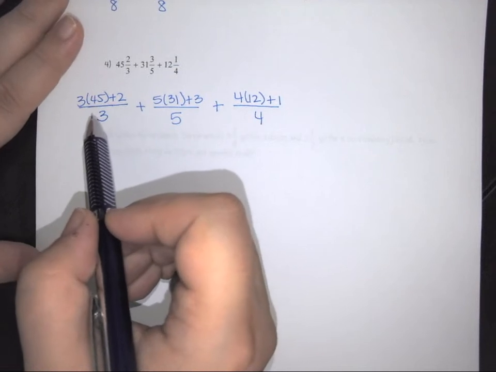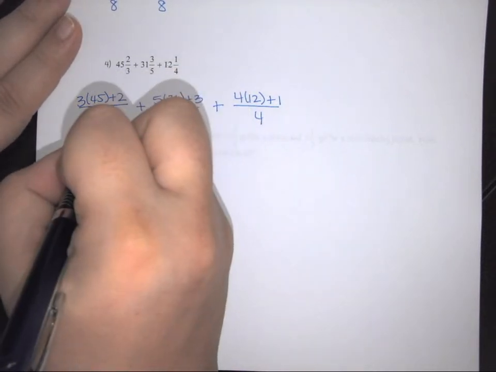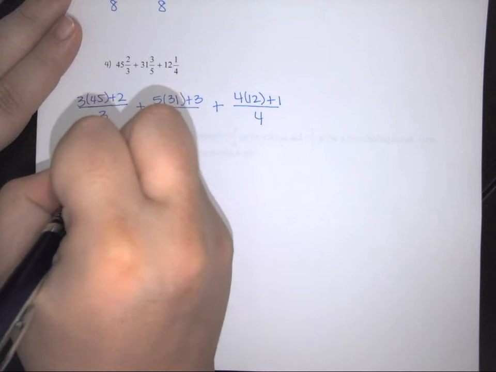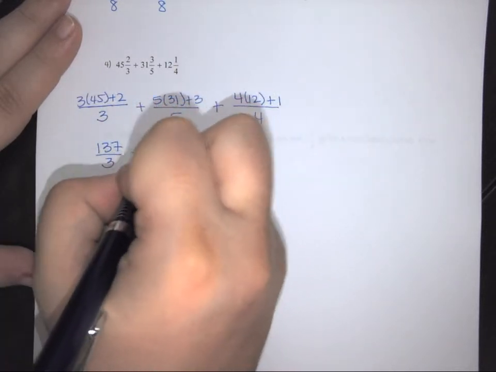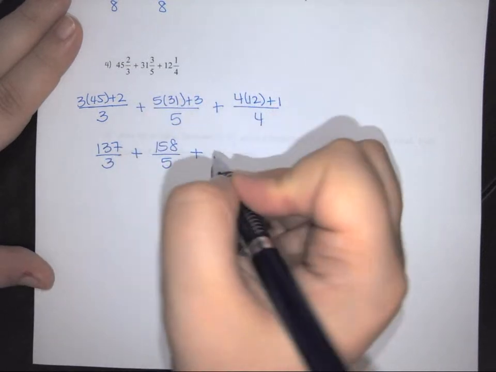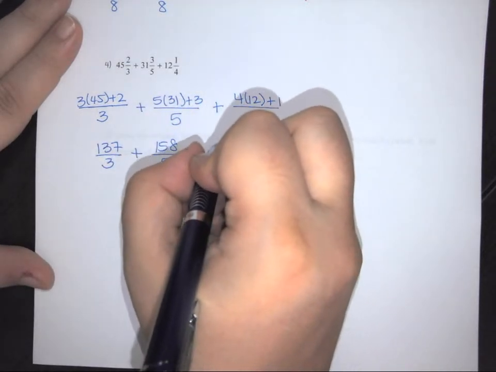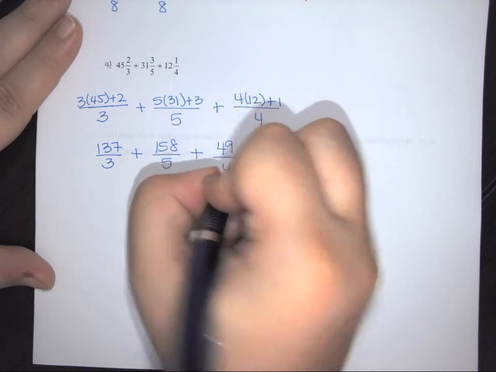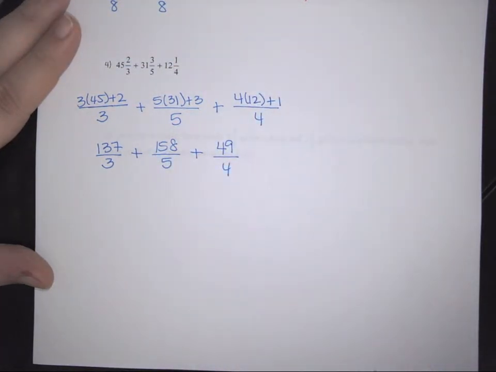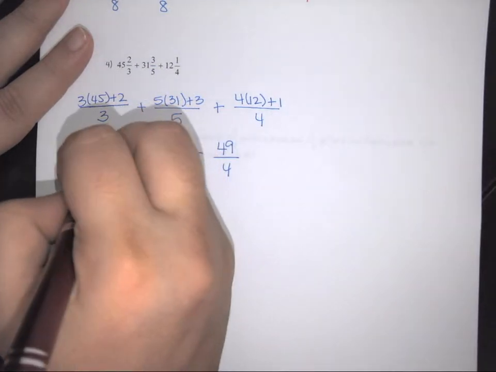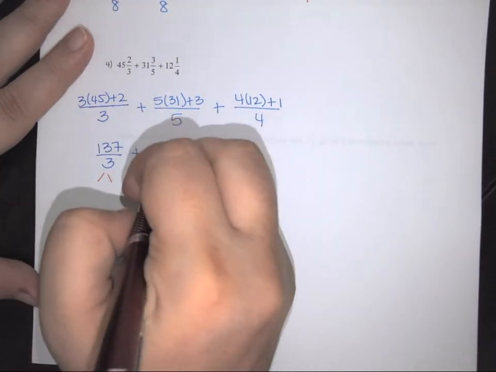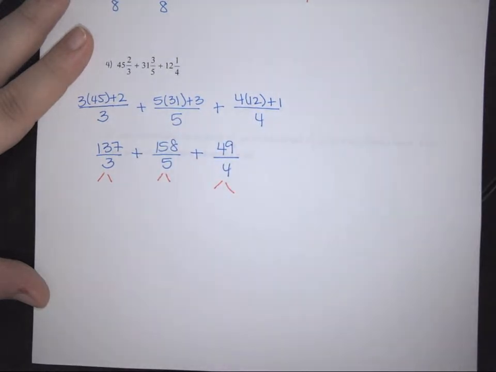So we start back off with our first one, and on the top we end up getting 137 over 3. We're going to add that to the next one, which is 158 over 5. Add it to the last one, which ends up being 49 over 4. And now we need to find least common multiples. Okay? So here we could look at 3, and we can look at 5, and we can look at 4.